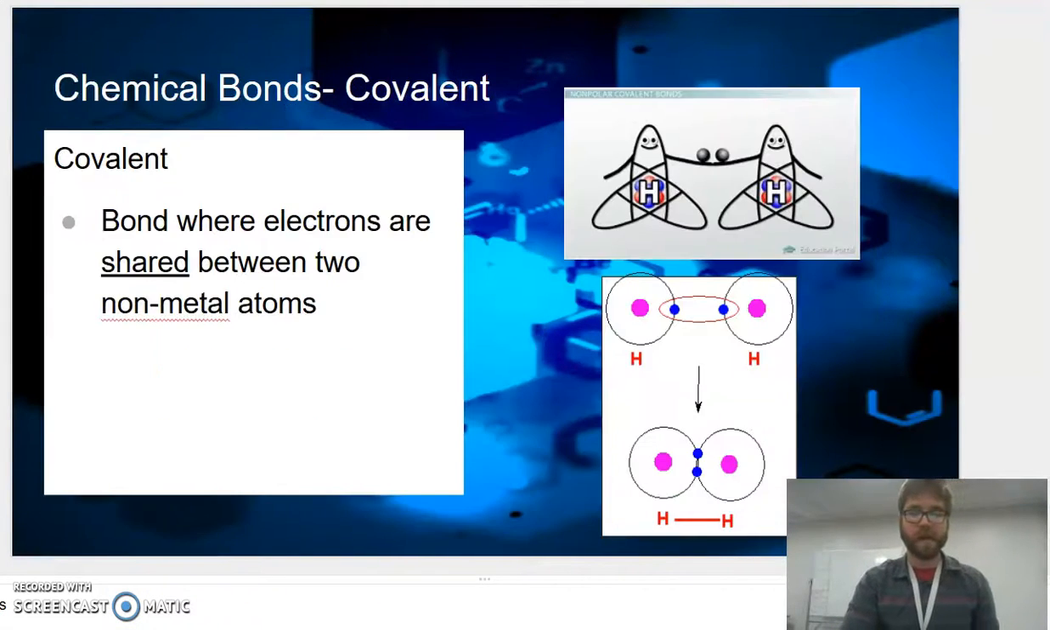Besides ionic bonds, we have covalent bonds. Covalent bonds are bonds where electrons are shared between two non-metal atoms. That means covalent bonds happen always between non-metal atoms. And as opposed to giving something away, here between non-metals, we are sharing the electron. Both sides are holding on to it.